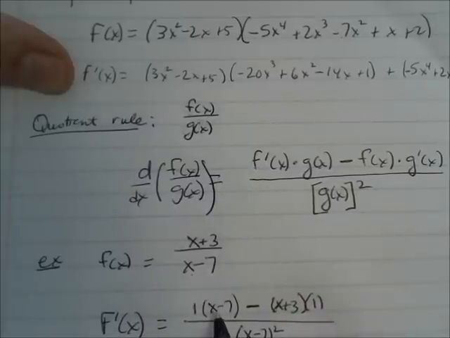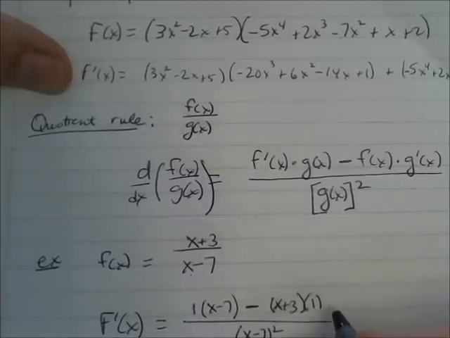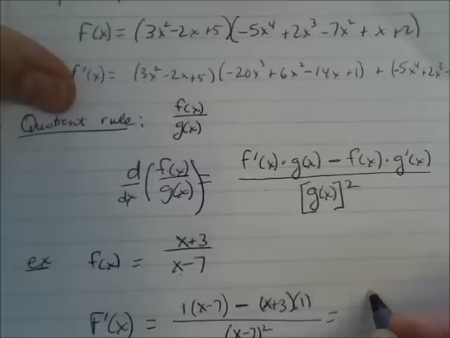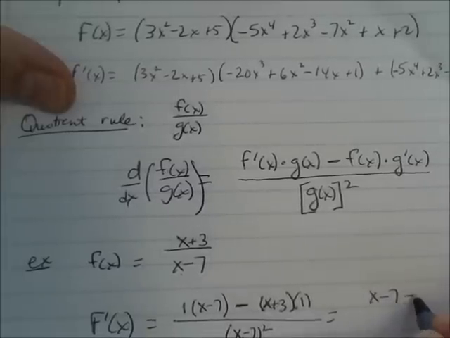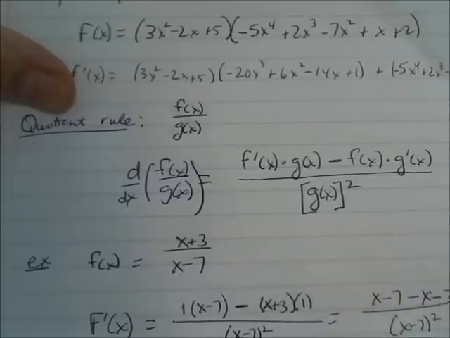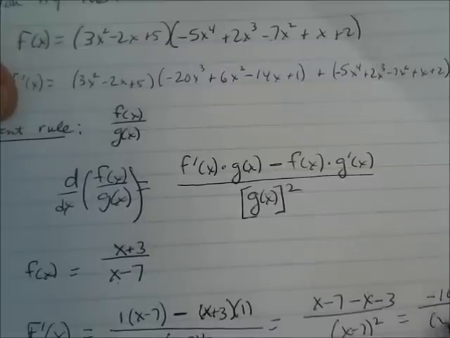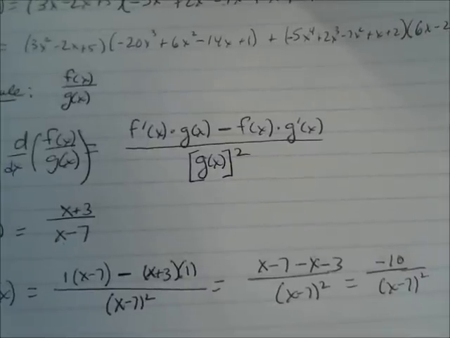So this becomes x minus 7 minus x minus 3, because you have to distribute that minus. So x minus 7 minus x minus 3 all over x minus 7 squared. And when you combine like terms, the x's cancel out, and you get negative 10 over x minus 7 squared. So that's in simplest form.